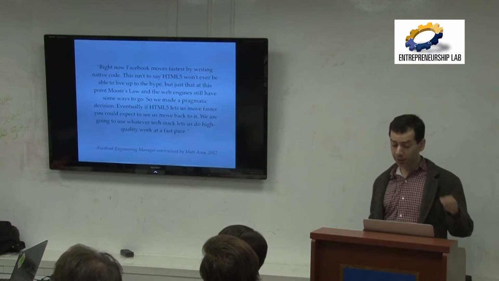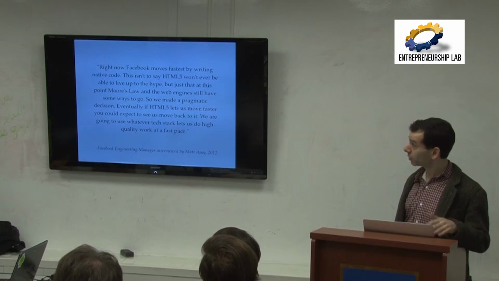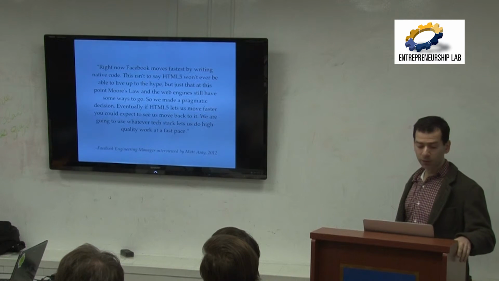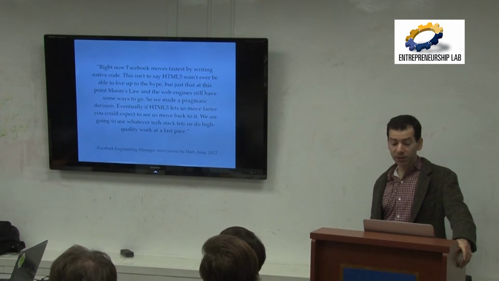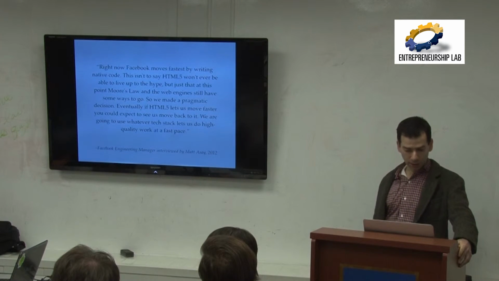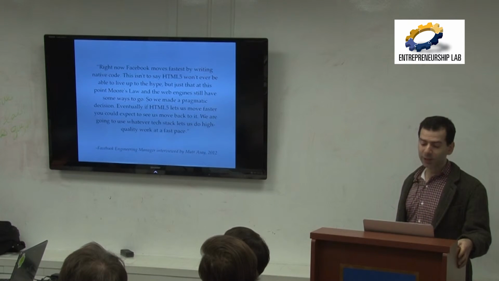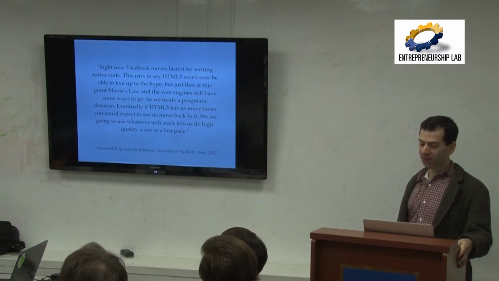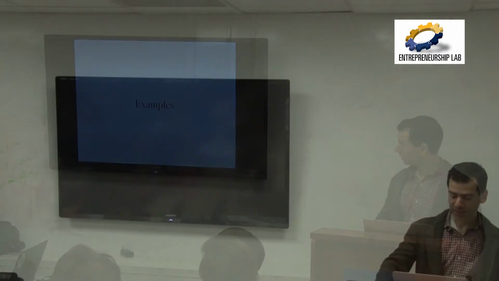And one of their Facebook engineering managers said something which I thought shed some really good light on this. Right now, Facebook moves fastest by writing native code. This isn't to say HTML5 won't ever be able to live up to the hype, but just that at this point, Moore's law and the web engines have some way to go. So we made a pragmatic decision. If HTML5 lets us move faster, you could expect to see us move back to it. We're going to use whatever tech stack lets us do high-quality work at a fast pace. So they're being very pragmatic. They might move back.